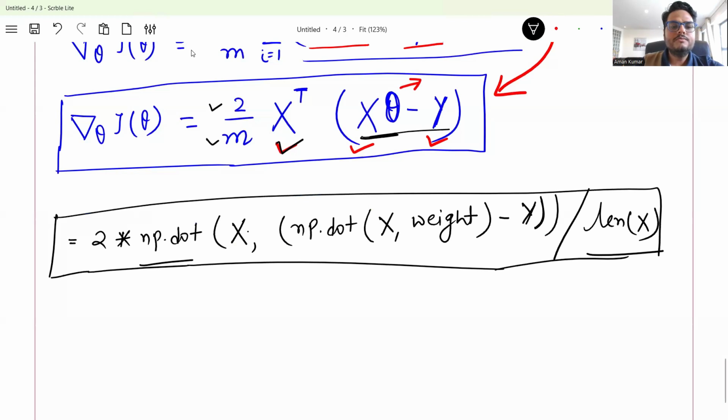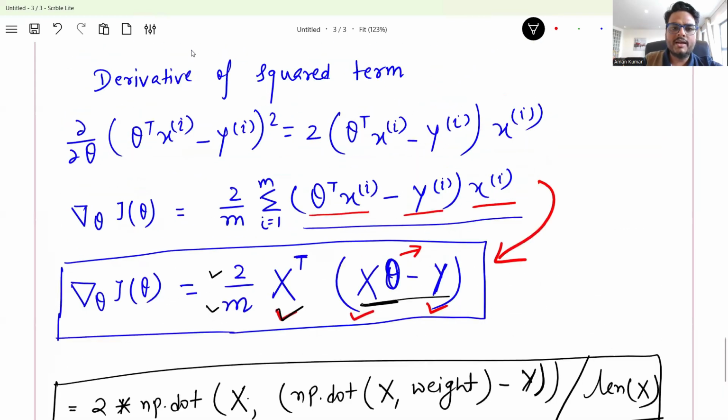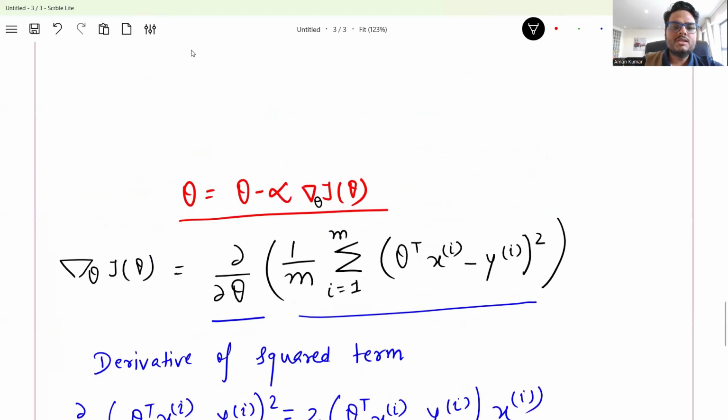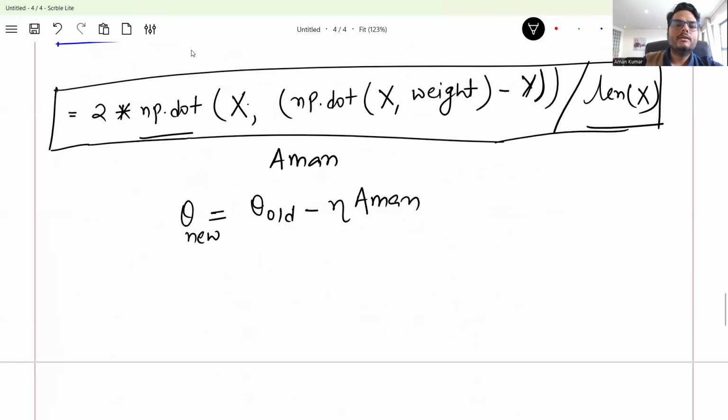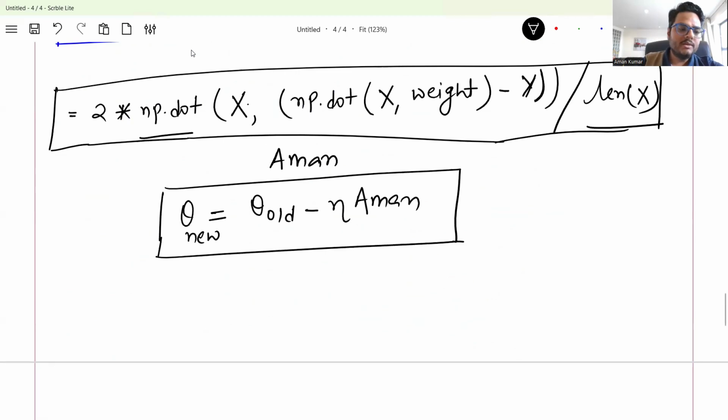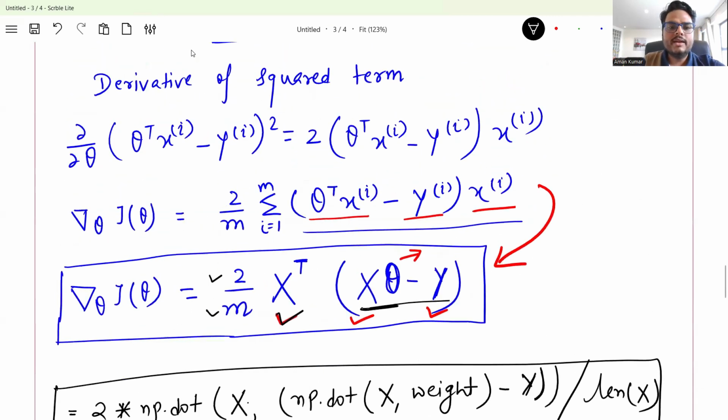So what should happen now? From the beginning we are using the formula theta equals theta minus alpha times the derivative. If I consider this entire thing as, let's say, Aman, just as an example, then what I need to write in Python is theta new equals theta old minus learning rate times Aman. Based on this, it will give me the optimal value of theta. Let's try to do that in Python. And this entire thing that I explained now is basically called gradient descent.